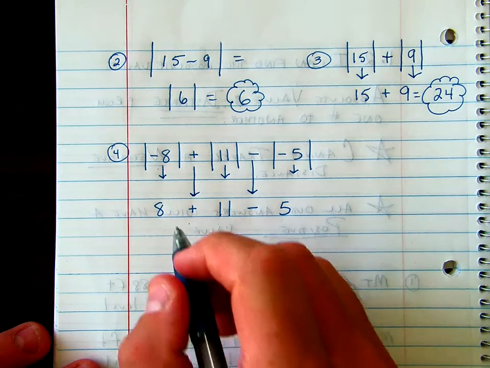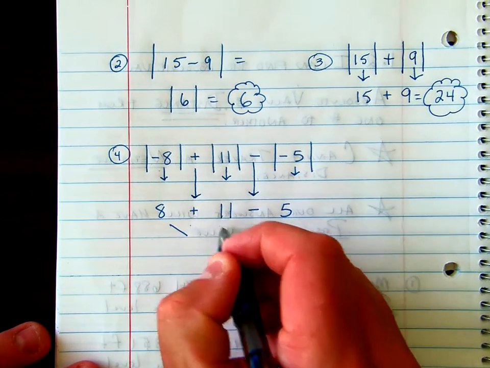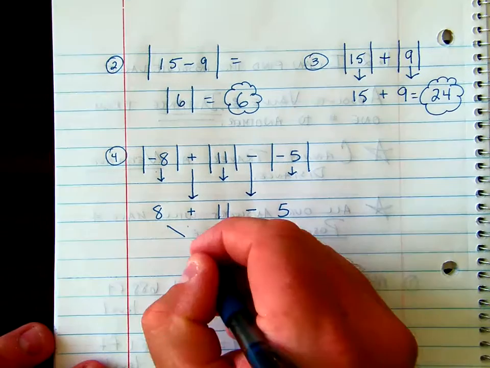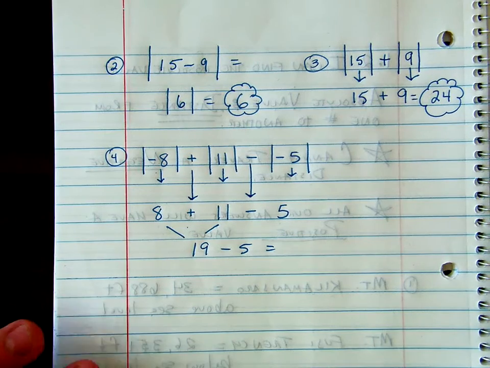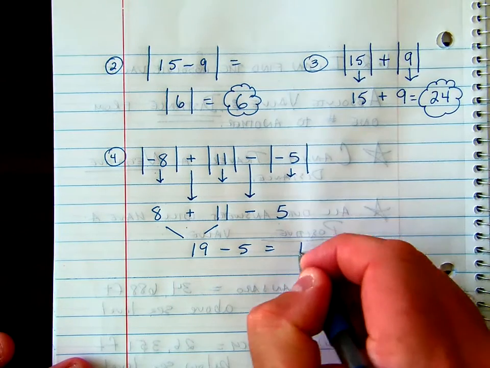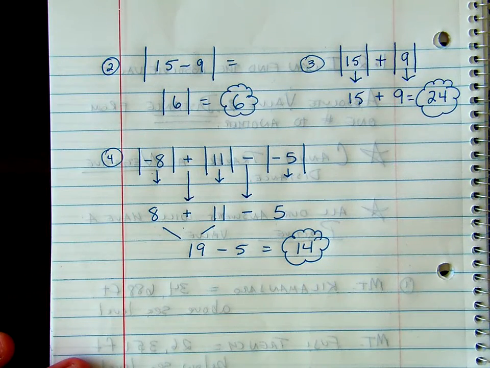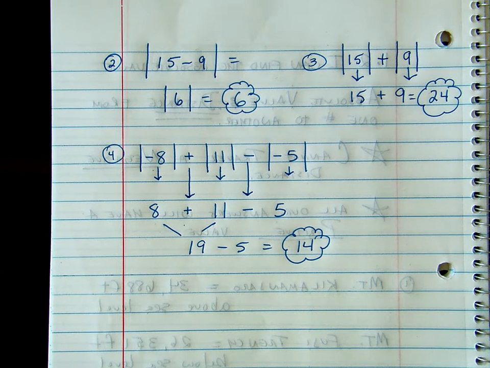Now let's do the arithmetic. What's 8 plus 11, Brooke? 19. And what's 19 minus 5, Julian? 14. Yeah. See, these aren't too bad. Aren't too bad at all.